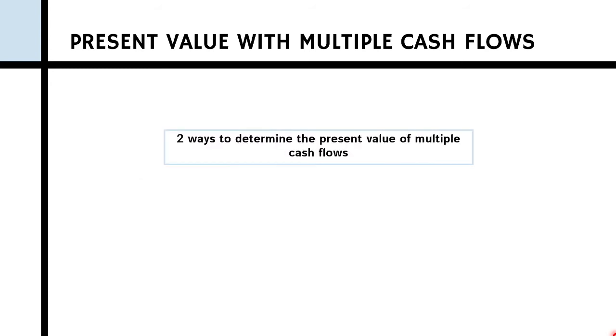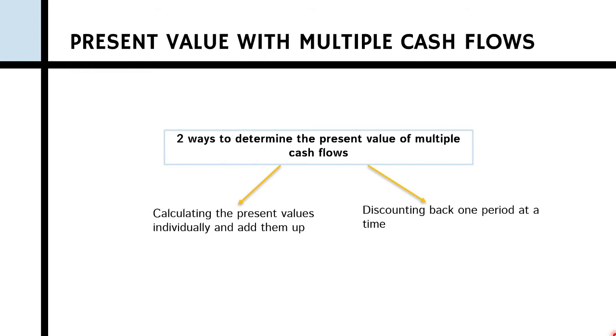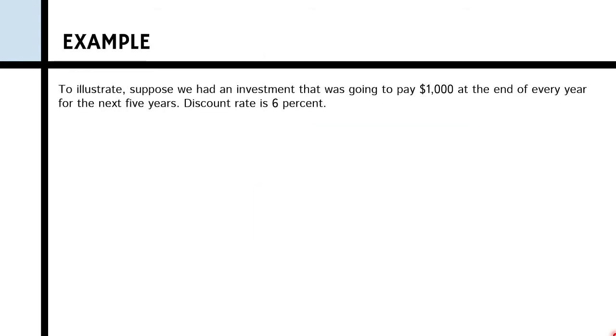Katulad dun sa future values, meron din tayong 2 ways to determine the present value of multiple cash flows. 1. By calculating the present values individually and add them up, or by discounting back 1 period at a time. To illustrate, suppose we had an investment that was going to pay $1,000 at the end of every year for the next 5 years. Discount rate is 6%.